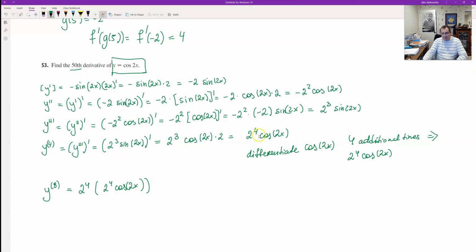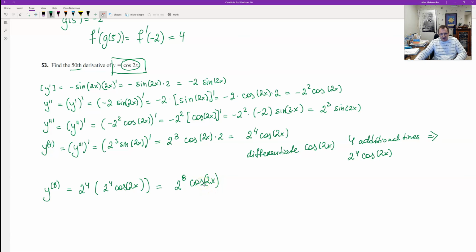I mean, how do I know it? Because a constant you can pull out of the derivative. So when you apply another 4 derivatives, you may as well just see what's happening here. We started with cosine 2x, and after 4 derivatives, it gained a factor of 2 to the 4. After another 4 derivatives, it gains another factor of 2 to the 4. So you will have 2 to the 8 cosine of 2x.